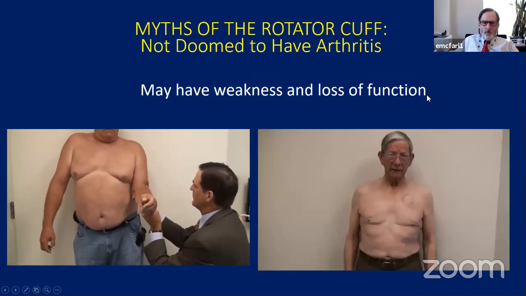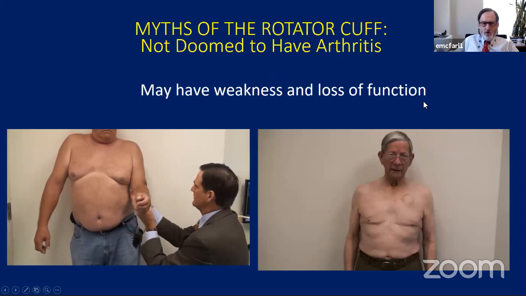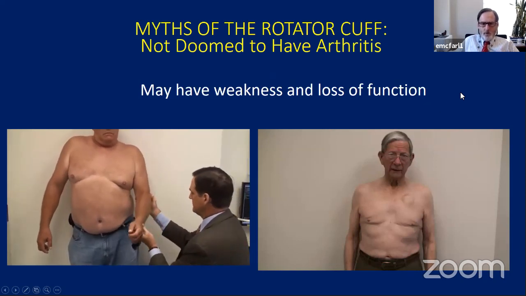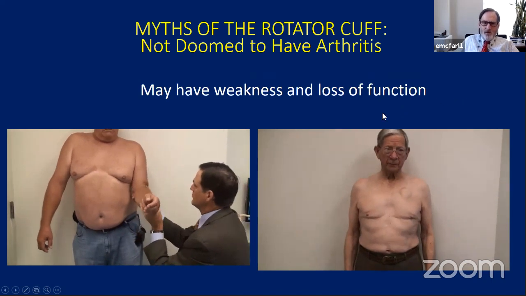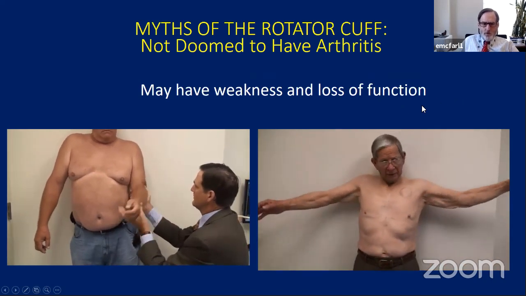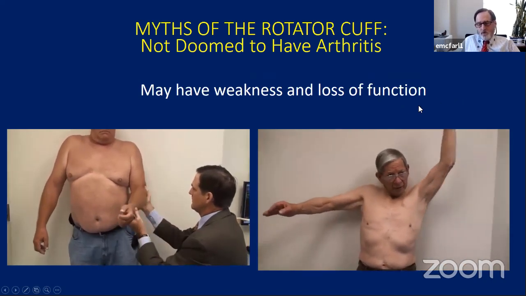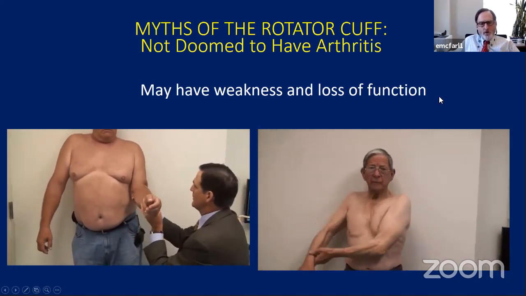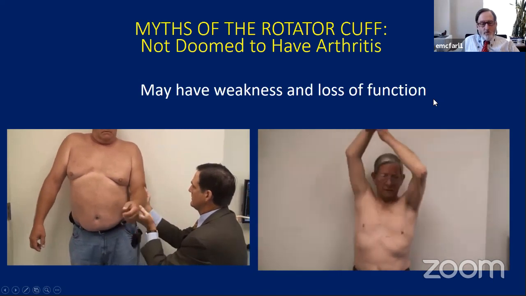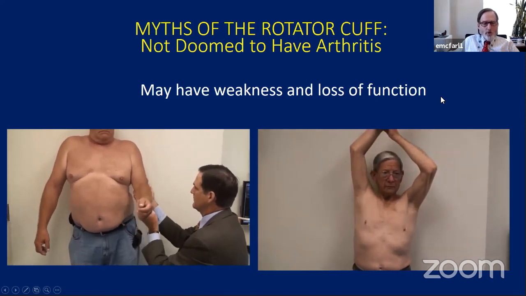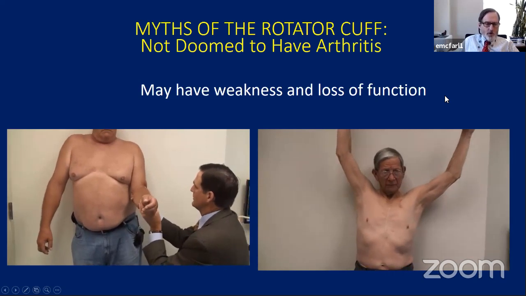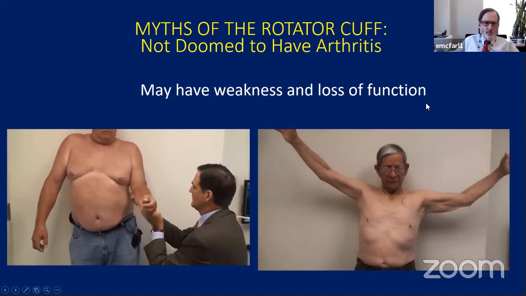The other thing is shoulders like this aren't necessarily doomed to have arthritis. I get a lot of patients sent to me who don't have much pain, and they have weakness and maybe loss of function, and people say they've been sent to me for a reverse. Doing a reverse in this population for range of motion alone, you can do that and have a good result, but it's generally not as predictable as pain relief.